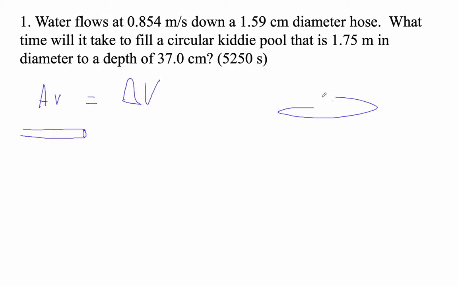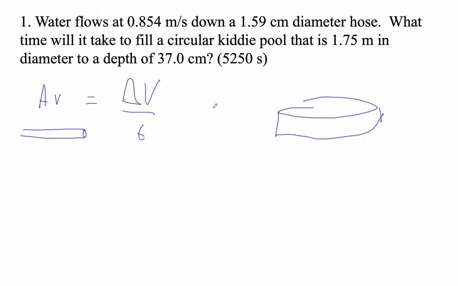We got this kiddie pool. Whatever that volume is divided by time, right? Because this is going to be cubic meters per second. This is our change in volume over time, right? So ultimately the time is going to be whatever the volume of this kiddie pool is, divided by that flow rate, okay?